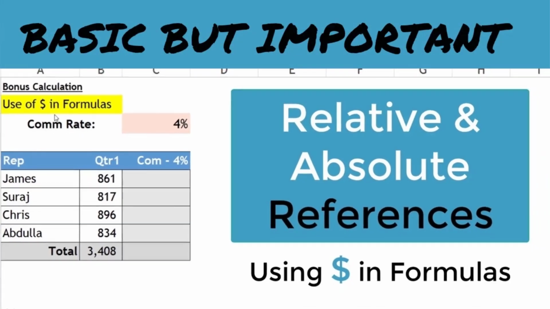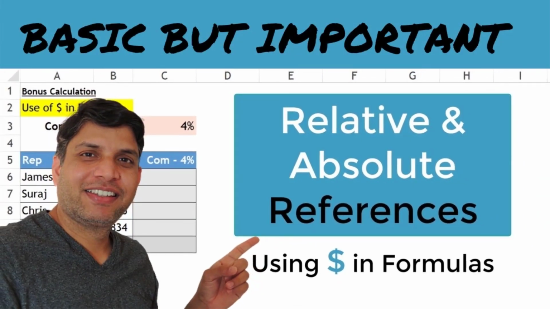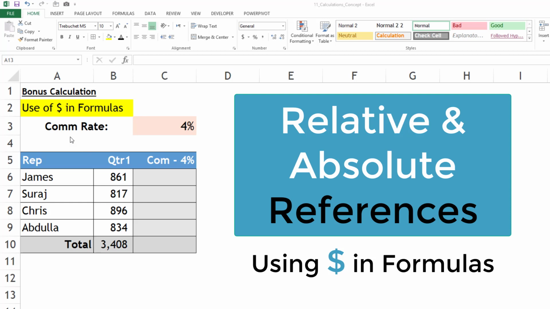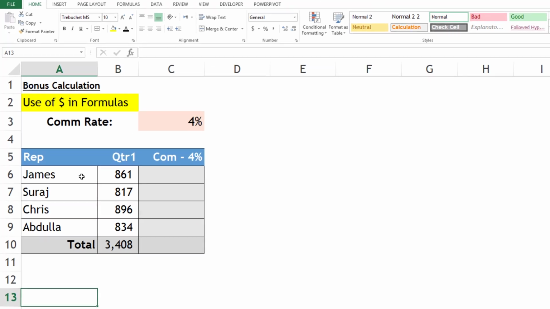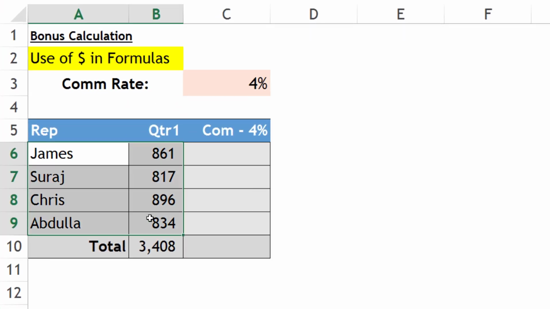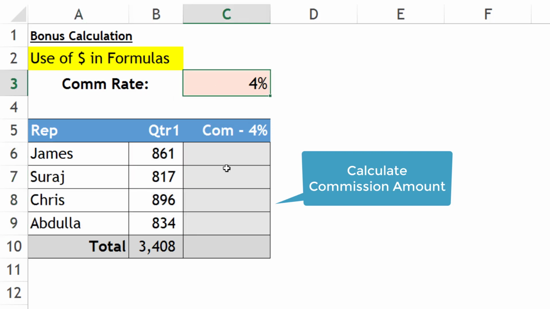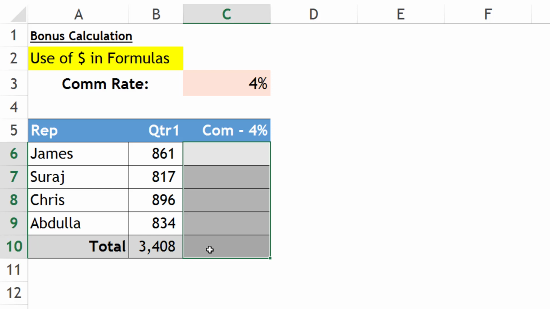Hey guys, today we will learn about a very basic concept, use of dollars in formulas. It is also known as absolute references or relative references. So we have some salesmen and their Q1 sales, and they are eligible for 4% commission, and that is what we are going to calculate here. How much is the commission amount for each person?